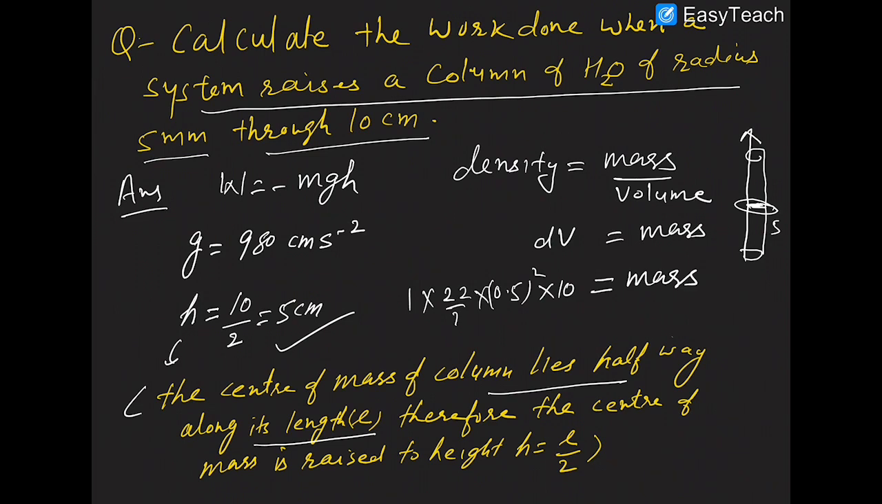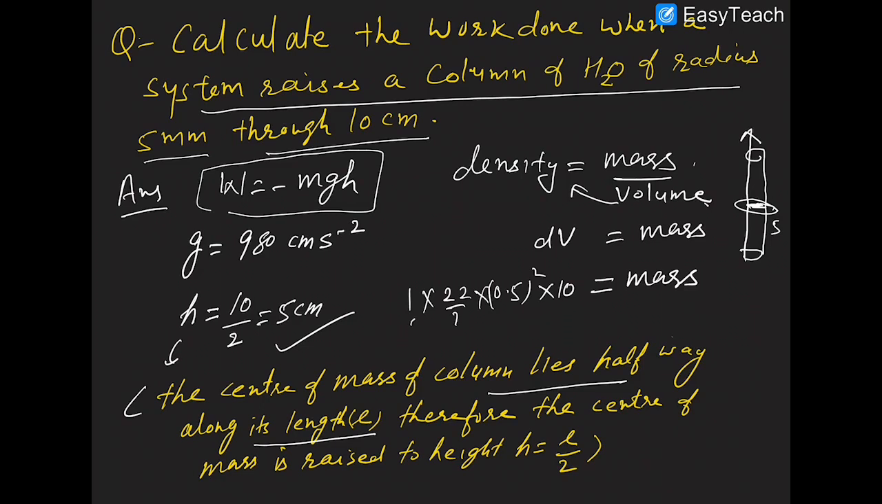Now force equals minus m into g. So work done in this case will be work against gravity, so you can say m into g into h. The work is done by the system, that is the water column. Density is equal to mass by volume, so mass can be taken as density into volume. Now what is the volume of the water that rises? The answer is pi r square h.